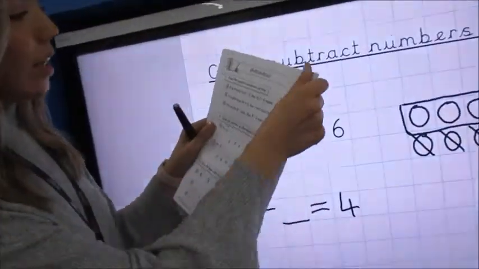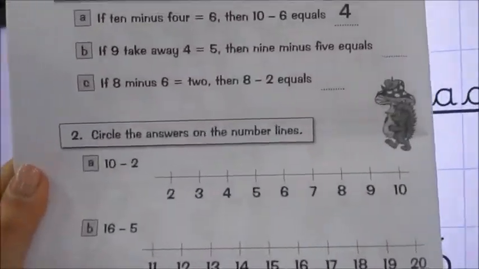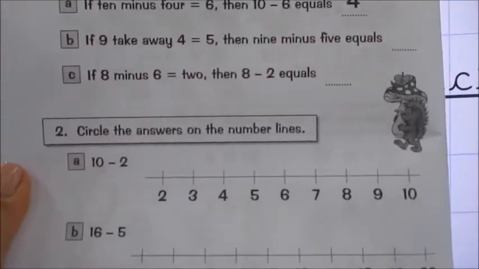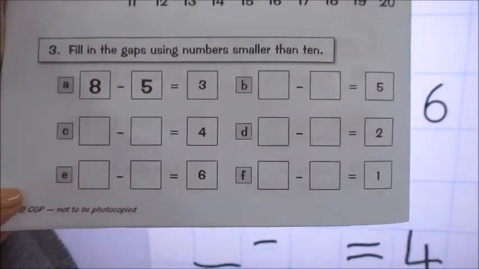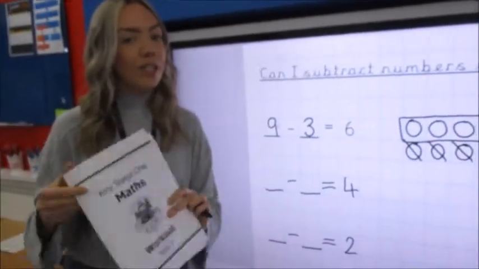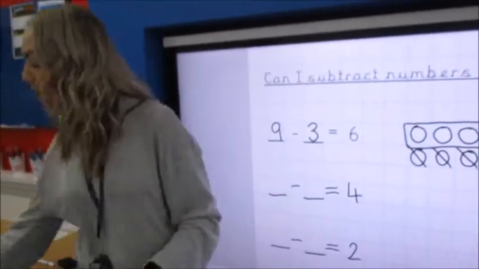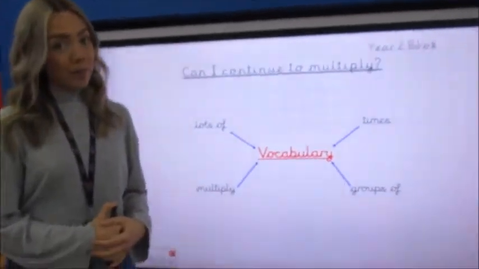And you are working on page 14. And you've got word and number problems, number line problems, and then some of those really tricky missing number problems as well. So lots of work there for you today, Year 1. Have a good go. Then, Year 2 booklet.